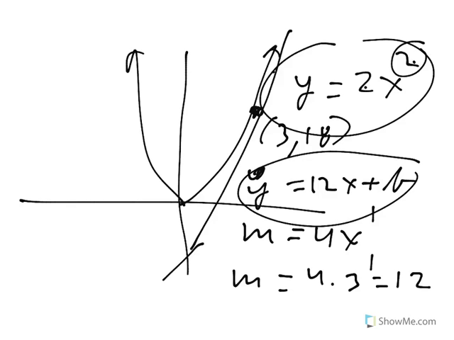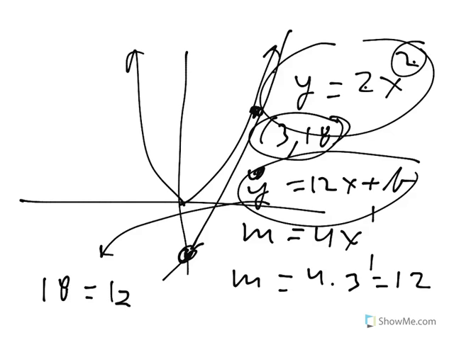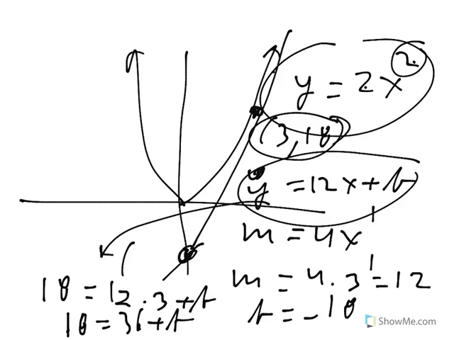Now, to get the y-intercept, one way of doing that would be to plug 3 in for x and 18 in for y, and we'll get the b value. So 18 equals 12 times 3 plus b. 18 equals 36 plus b. b equals negative 18. So the intercept is (0, -18). Notice that this negative 18 is the opposite of the 18 there. That is not a coincidence.